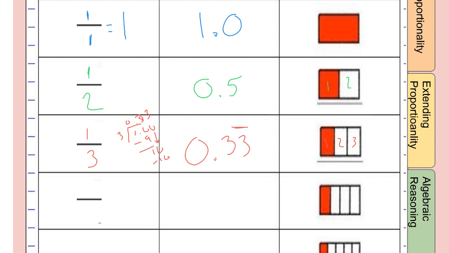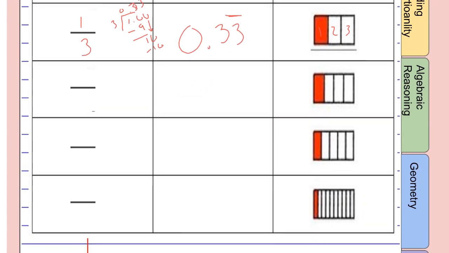That line over the top means that that 3 is repeating and that that 3 does not ever end. It keeps going and going and going. Okay, that's what that means. Okay, we're going to keep moving on. We got a couple more to do.